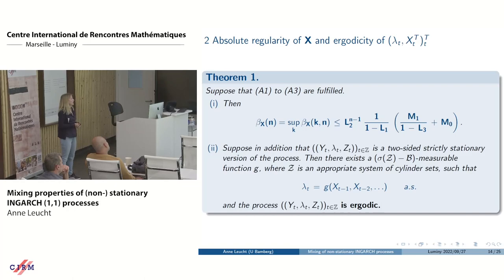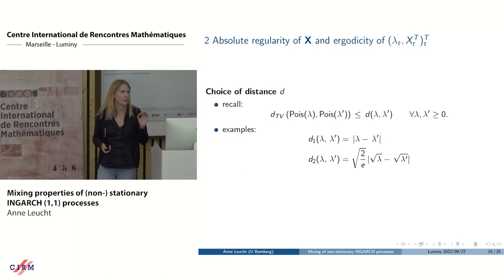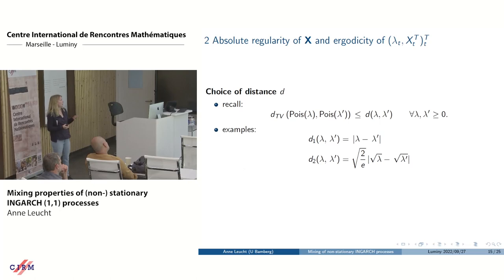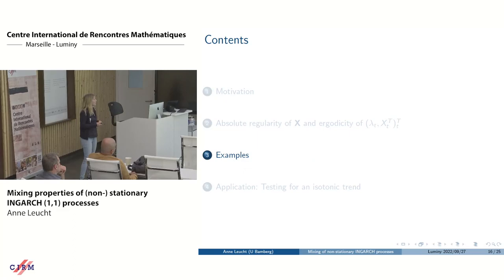Let's see how we can apply it. But before, I should mention a few words about this distance. I just claim that there is a distance which can be used to bound the total variation of these two Poisson distributions. And in the literature, we find two very explicit examples. The first is just the L1 distance between these, or you take the distance between the corresponding square root quantities. This also works. And we will see both of these metrics in a minute in these examples.